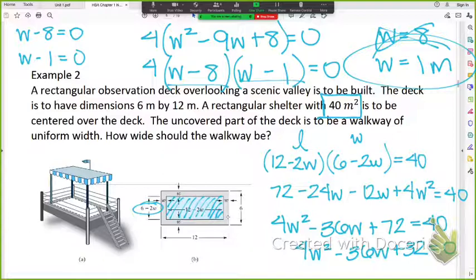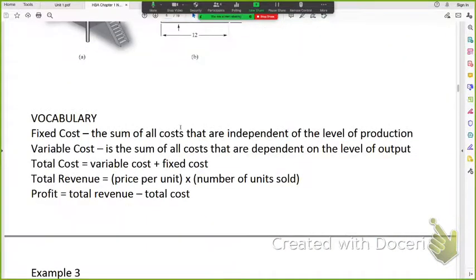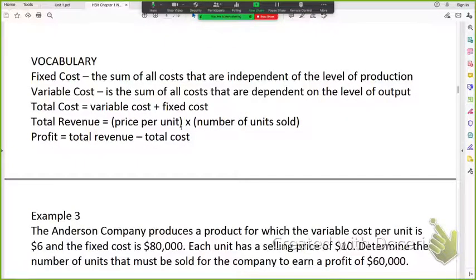Now, before we look at a couple more word problem examples, let's look at this vocabulary down here at the bottom. This is where we start getting into some of the business stuff. So, some vocabulary that you will need to know. In business, fixed cost is the sum of all costs that are independent of the level of production. That's a fancy definition to basically say, this is how much it's going to cost the people to make, or to produce, something.